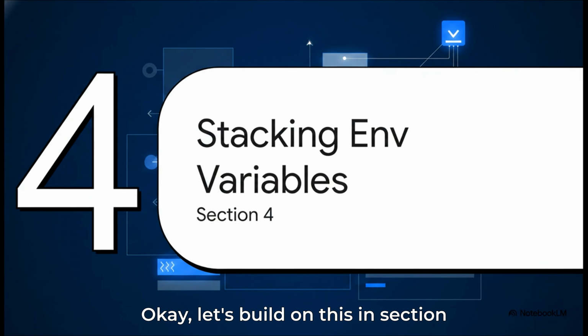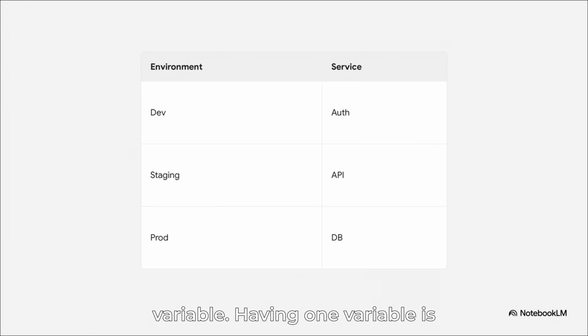Okay, let's build on this in section 4, stacking an environment variable. Having one variable is great, sure, but real-world infra is complex. Notice in this matrix that we don't just have standalone services. We have services running across completely different environments. You've got dev, staging, and prod. And inside of all of those, you have auth, API, and DB services. If we just dumped all those services into one giant dropdown, yeah, it's going to be a total mess. We need these to work together.